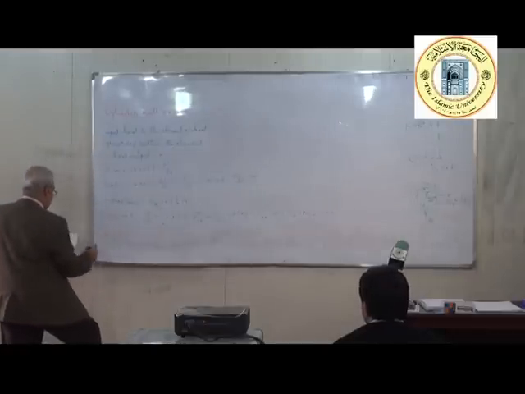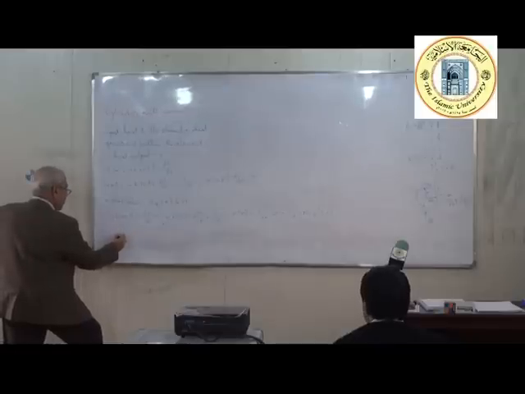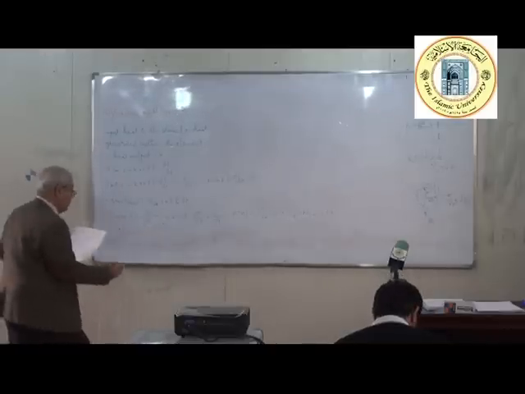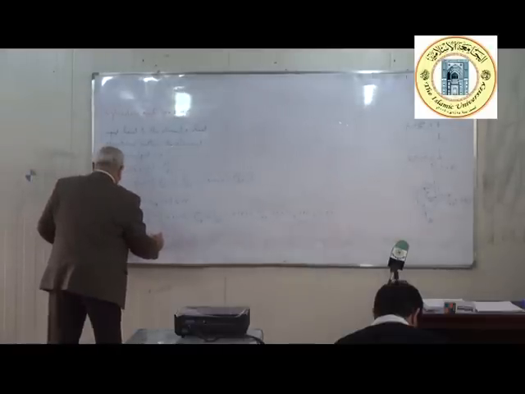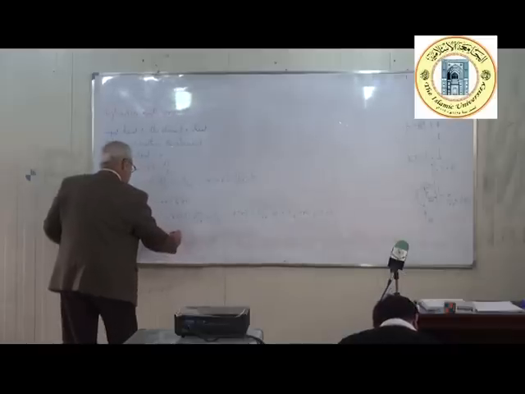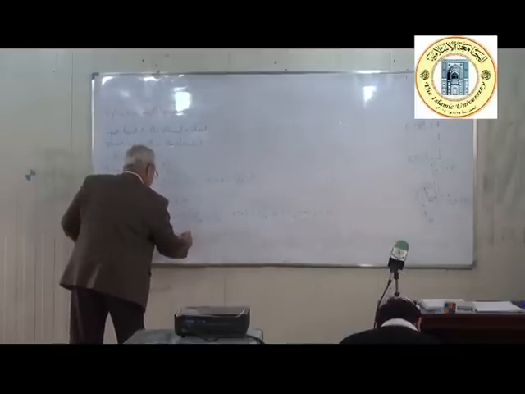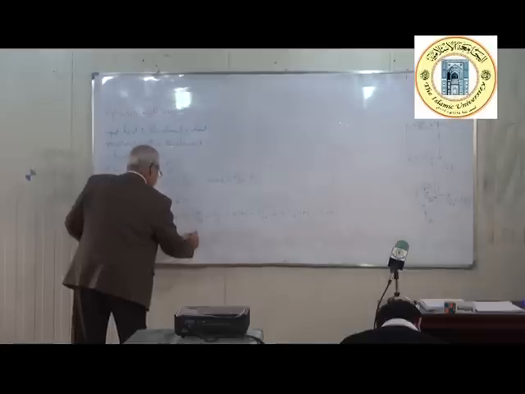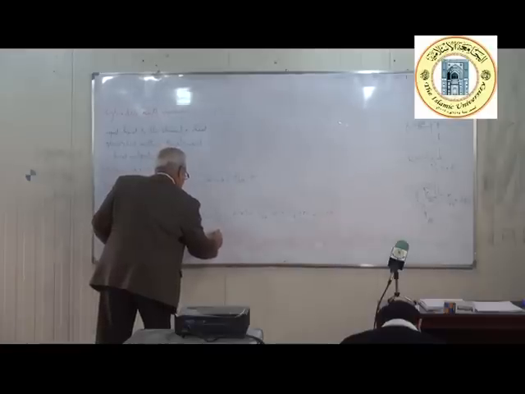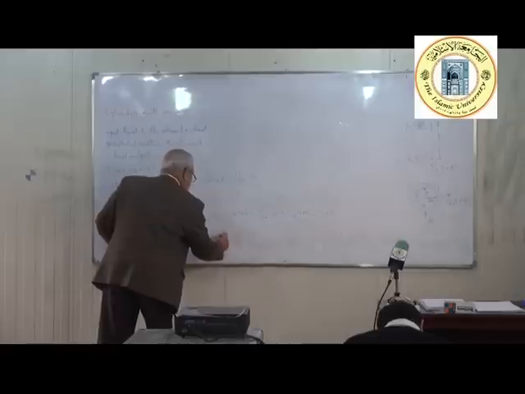Therefore, Q subscript G times 2 pi R L dr plus d by dr of K 2 pi R L dT by dr equal to naught.